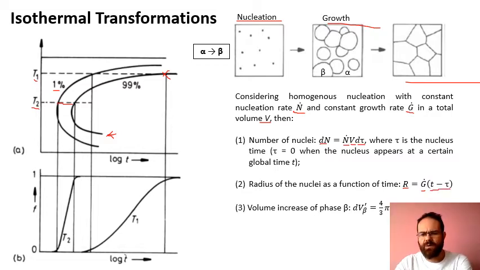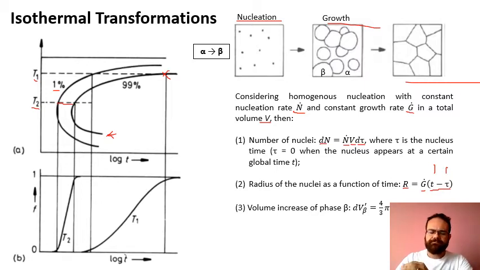Why do we have this tau here? Why do we have two constants for time? It's this. The t is the overall time of transformation, and tau is the time scale for the nucleus. Imagine 10 seconds have elapsed since the beginning of the overall transformation, but a certain nucleus has only appeared after 5 seconds of the transformation. So it will not have grown for all the 10 seconds, it only grew for 5 seconds, 10 minus 5.